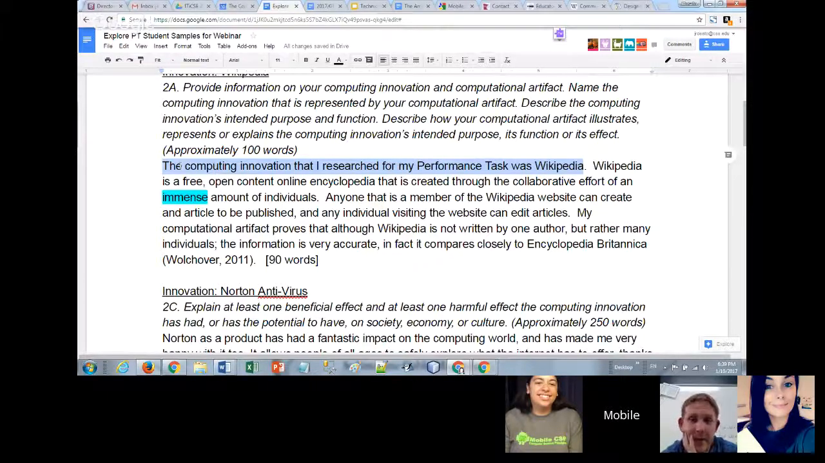Yeah. And there's words like that, and a variety of them, that if they read that, when it says anyone that is a member, I mean, you could really just say anyone who is a member, anyone, a member of Wikipedia can create an article to be published. There's ways to go through and be a bit more concise.